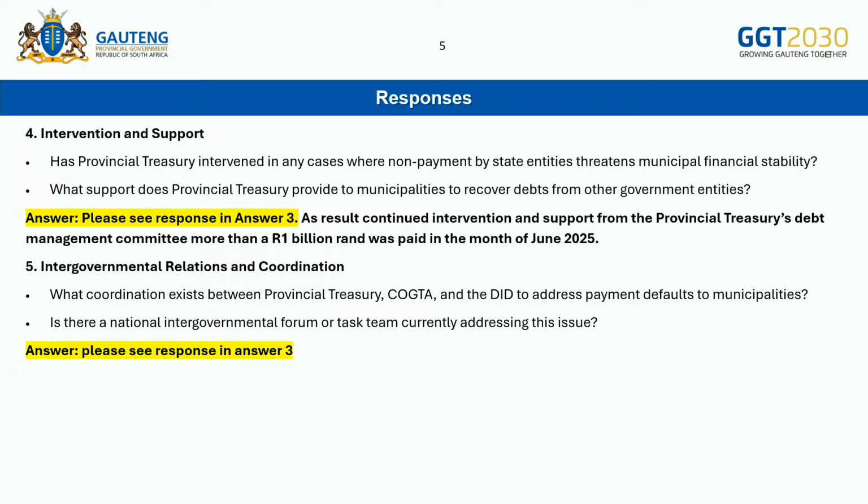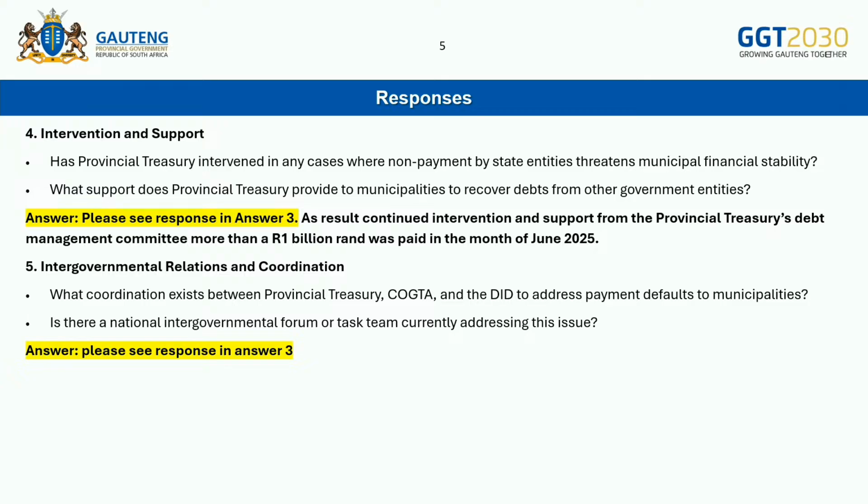In terms of intervention and support, there was a question related to number 4. Has the Provincial Treasury intervened in any cases where non-payment by state entities threatens municipal financial stability? What does the provincial government do to help municipalities to recover debts from government entities? Now, Chair, one of the things that we must indicate as part of the work of the Debt Management Committee, during the month of June, the provincial government settled outstanding government debt to the tune of R1 billion, and that was for the month of June 2025.